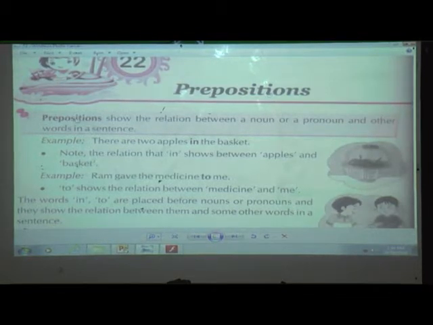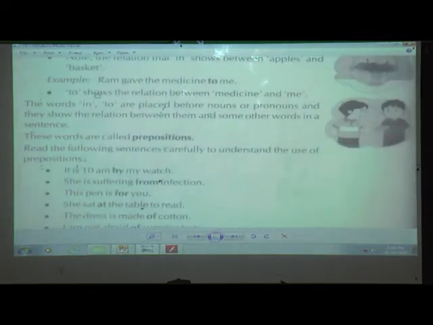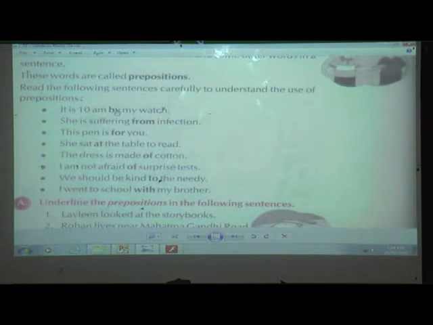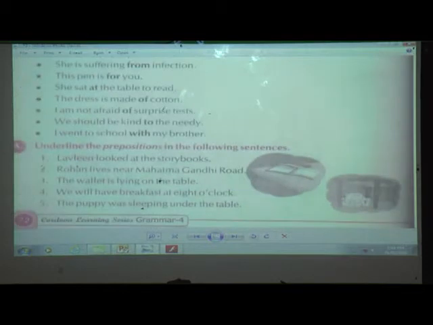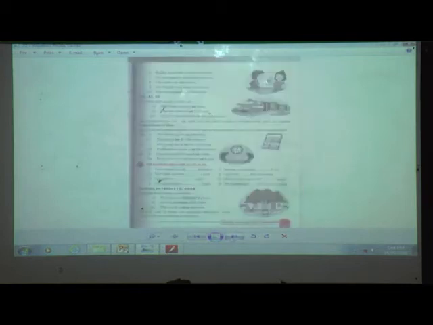So what is the definition? Again I'll repeat. A preposition shows the relation between a noun or a pronoun and other words in a sentence. In that, what have we covered? We have covered some prepositions: by, from, for, at, of, with, and then we solved exercise A. Next we learned on, at, in. Again we learned the prepositions behind, in front of, and near, and still more prepositions, that is among and between. So till here we finished in the last session.